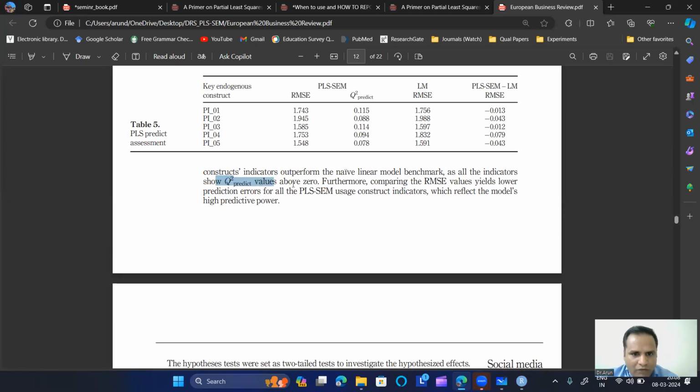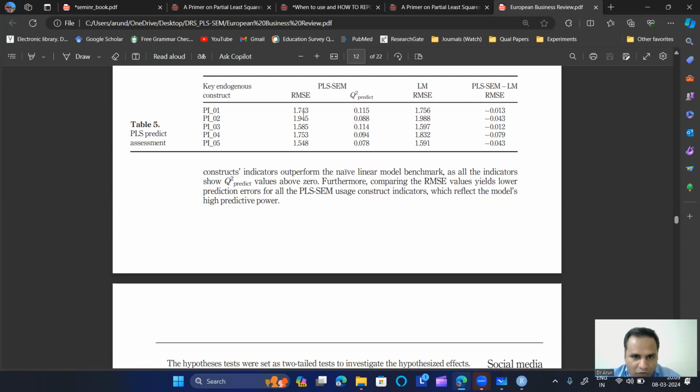And they're saying that Q square values are above 0. By the way, somebody was asking that SEMinR doesn't give Q square value. Let's say if you are using HTMT, then you need not use Fornell-Larcker. Similarly, PLS predict is more advanced, and Q square is bound to give errors, so Q square is not robust. So the SEMinR package is not talking about Q square. They are talking about a higher method, a slightly better method than Q square predict.